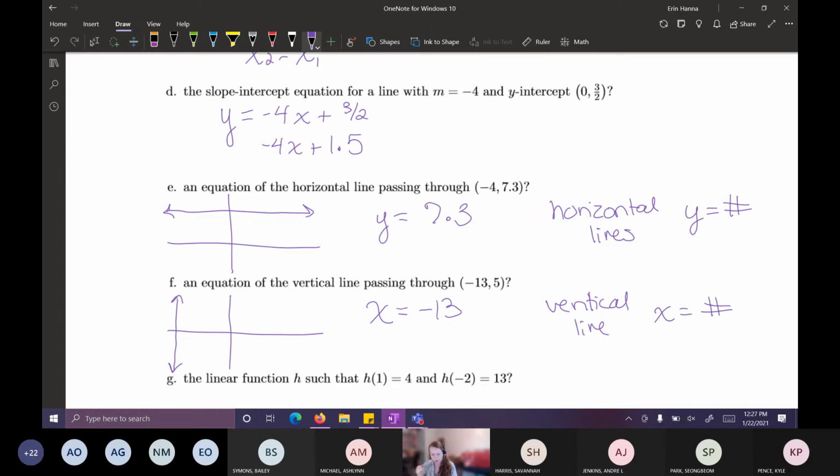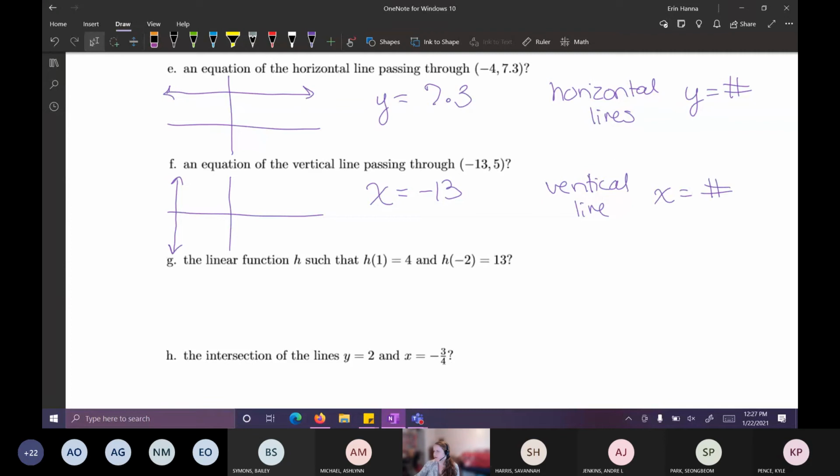Now, one thing I do want to note about that one is it's not a function by any means, because it doesn't pass the vertical line test, because it's literally a vertical line. Because essentially that input of -13 has infinitely many outputs. So it's not a function, but we can still draw it, we can still talk about it, it's still used every once in a while. It's just not as used as other lines.